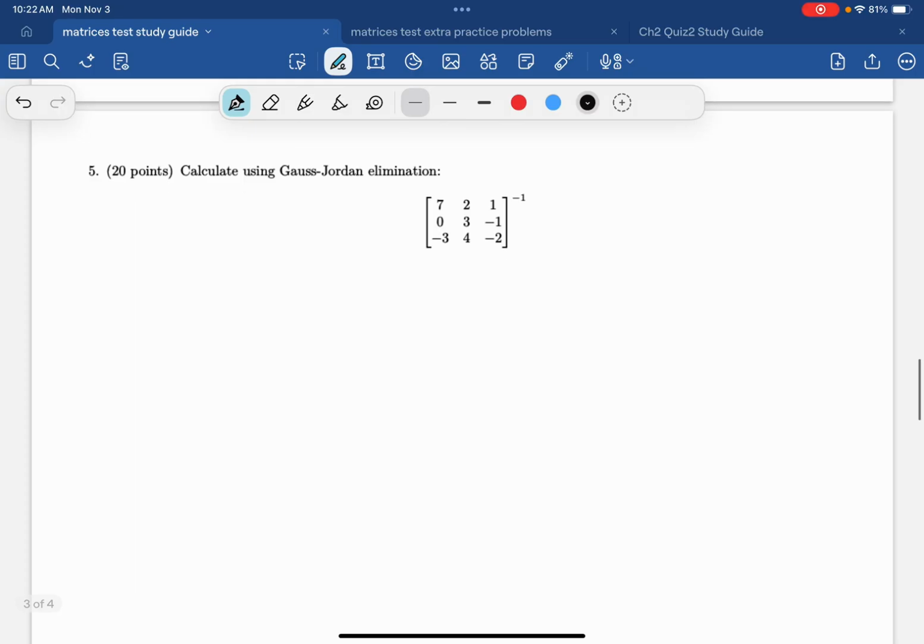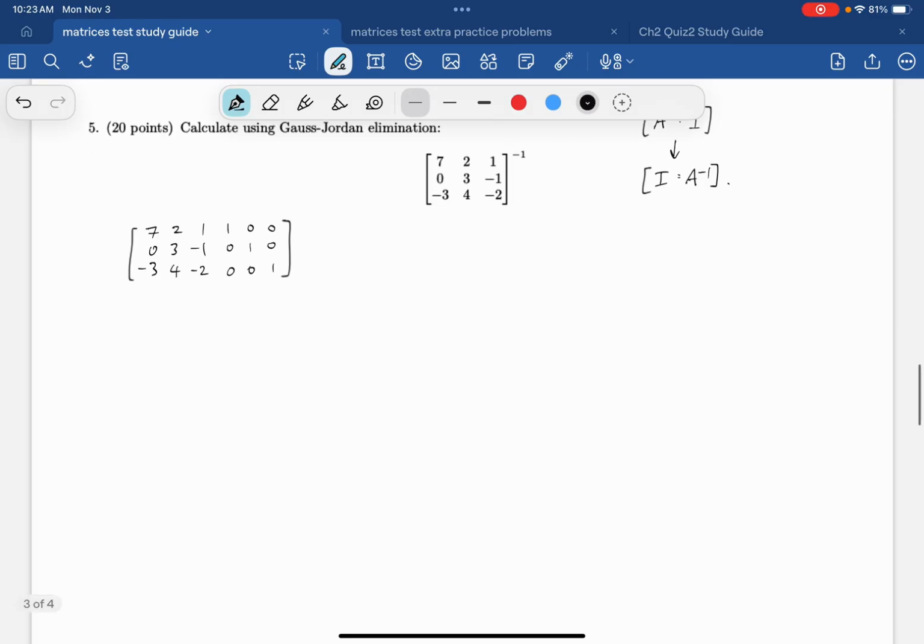Next question has me calculating an inverse matrix using Gauss-Jordan elimination. So as you might recall, the process for doing this is first writing A next to I on the right side, and then doing Gauss-Jordan elimination until you have I on the left side, and you'll end up with the inverse of A on the right side. Okay, so I'm going to write 7, 2, 1, so the matrix on the left side, and then the identity matrix on the right side, so 1, 0, 0, 0, 1, 0, 0, 0, 1.